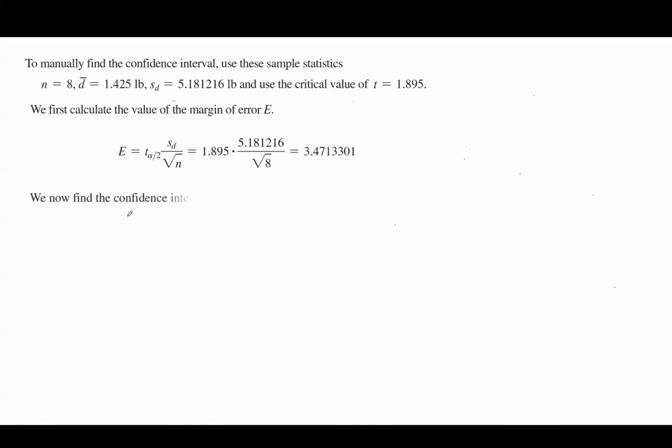We now find the confidence interval. For the confidence interval itself, we know that the mean difference is bounded between d bar minus E and d bar plus E. Very good. So if you found the lower bound and the upper bound, these are the values that you have.